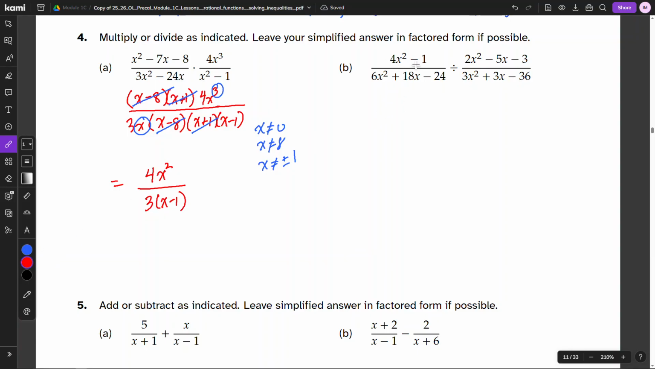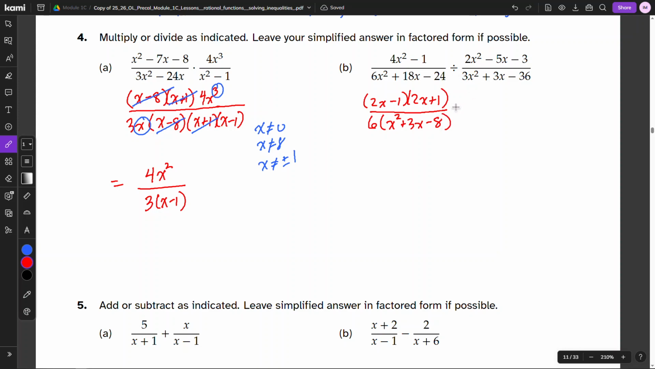So we have 4x squared minus 1. So the numerator is going to be 2x minus 1 times 2x plus 1. It's a difference of squares. And then we have a denominator where I could factor out a 6. So I'll just factor out a 6 for now. And that's going to be 6 times x squared plus 3x minus 8.